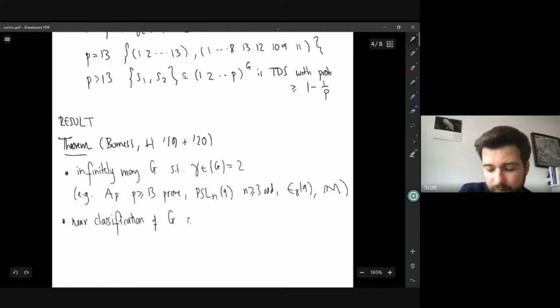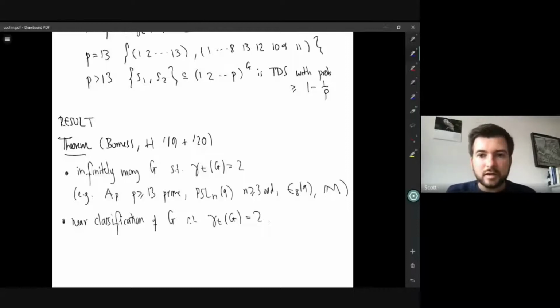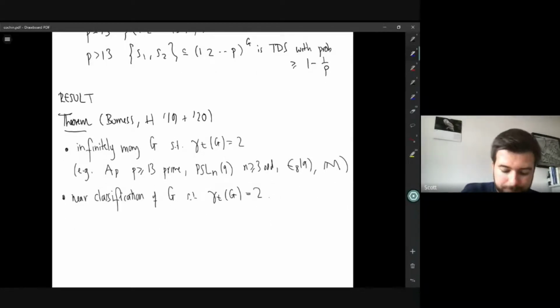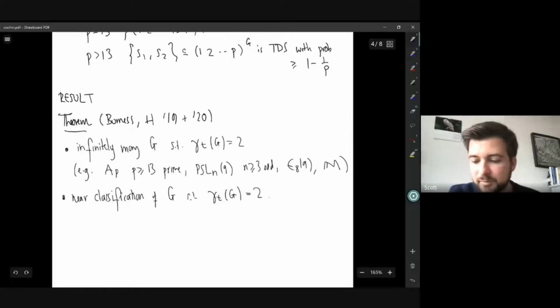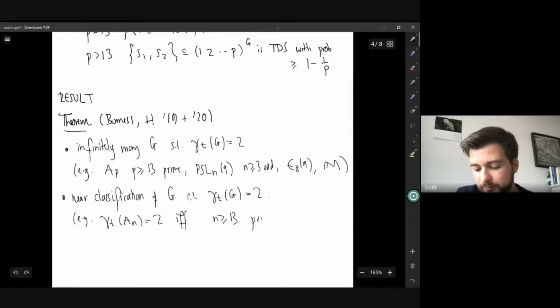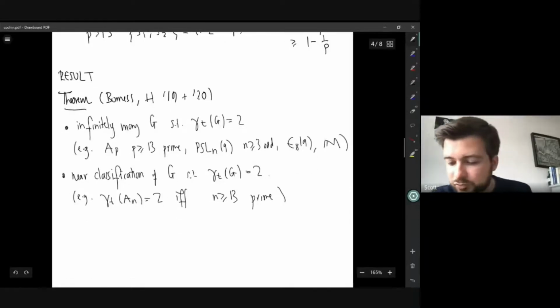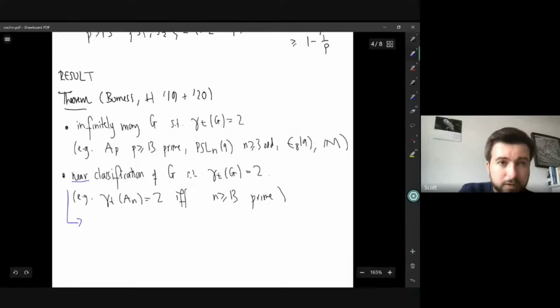Of G such that gamma_t of G is 2. In a sense, essentially we have classified it, except there are a few cases that we can't settle. And by a few, I mean infinitely many. I'll give that caveat in a minute. Let me just give one example. The total domination number of an alternating group is 2 if and only if it's what we saw above: n is a prime at least 13. So if n is not a prime at least 13, then you don't have a total domination number of 2.